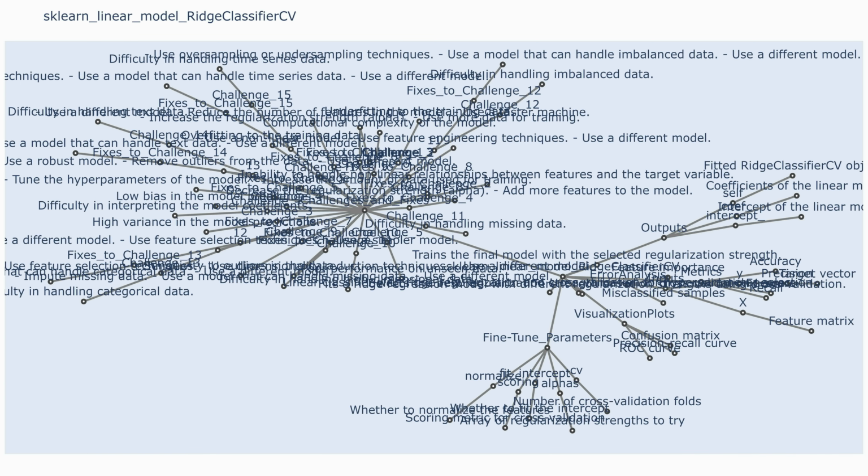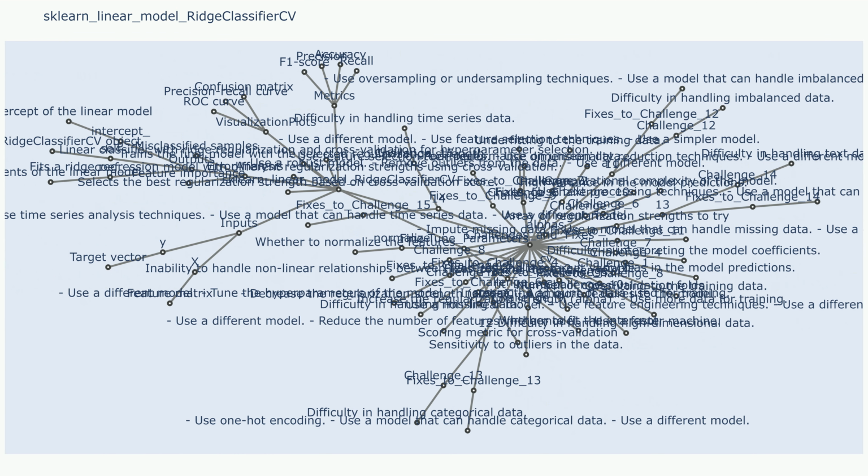sklearn, linear model, ridge classifier CV. Description: Ridge classifier CV implements ridge regression with built-in cross-validation to choose the best regularization strength alpha. This is particularly useful when dealing with high-dimensional datasets where overfitting is a concern.